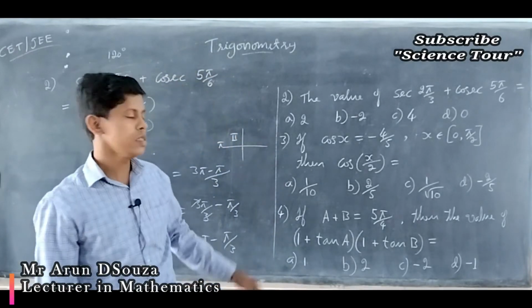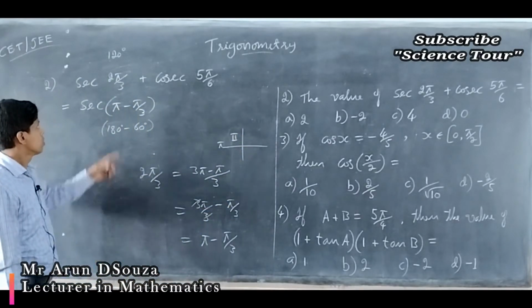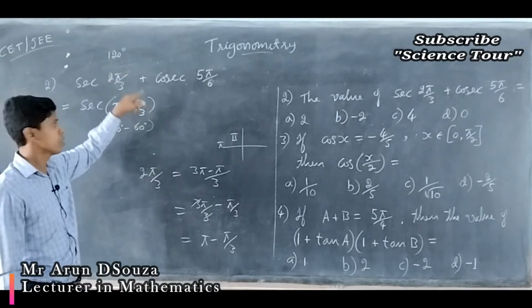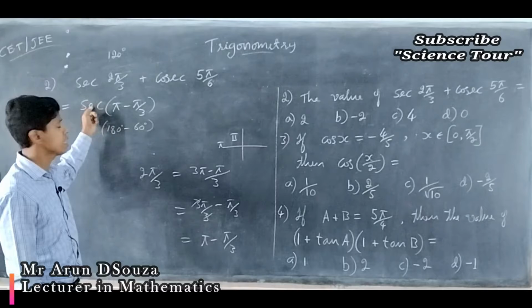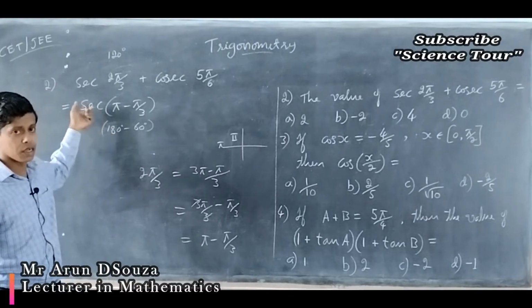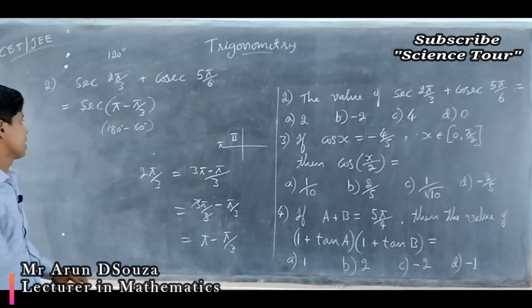Or I could write this as 90 plus also. So 120 can be written as 90 plus 30. So that way also I can write. But if you write 90 here, secant will become cosecant. It will change into its co-function. So that also should be kept in mind.